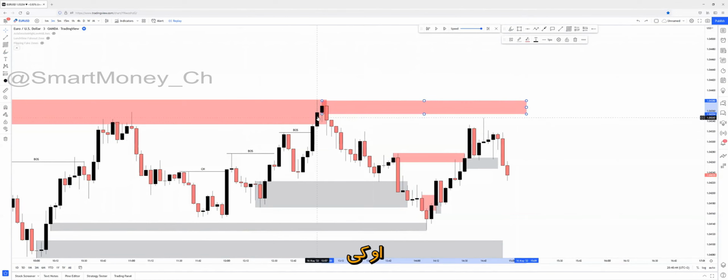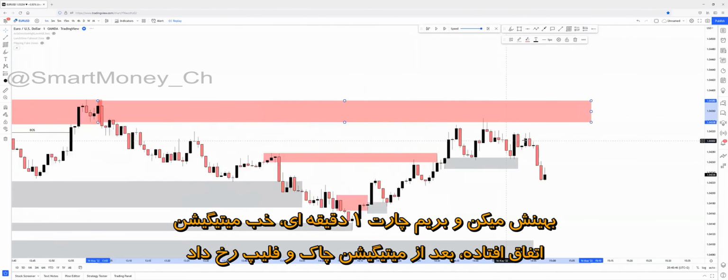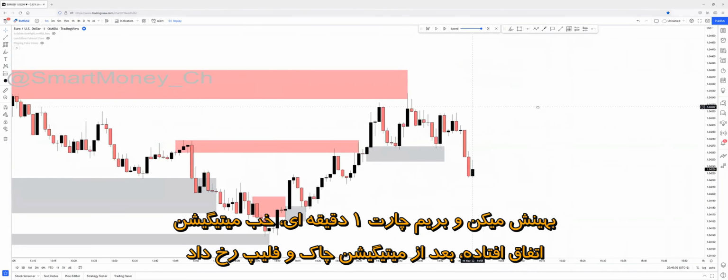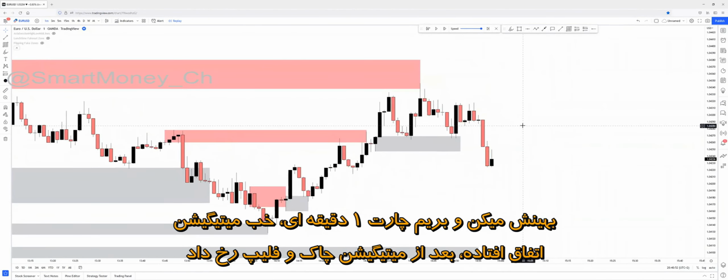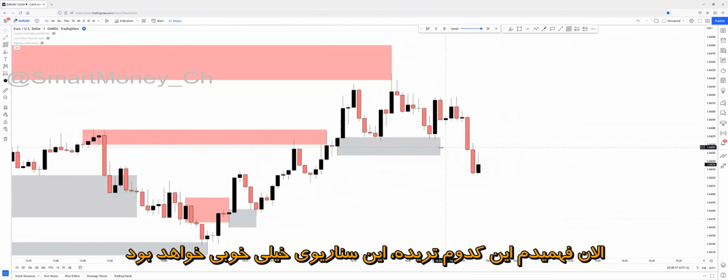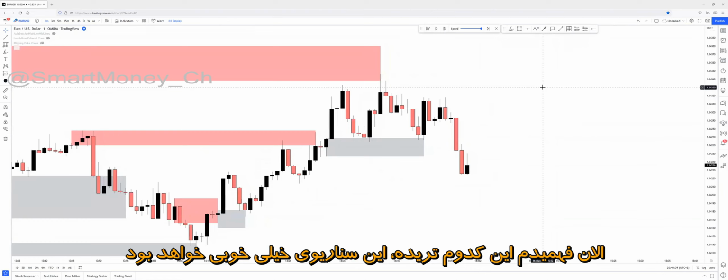Okay, I will refine it and switch to the 1 minute chart. So the mitigation has happened here. After mitigation, the character changing movement and flip movement has happened. Okay, actually, I remember this trade. Perfect. This will be a nice scenario to explain.